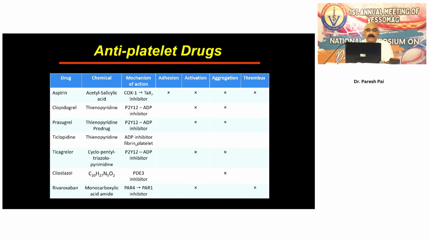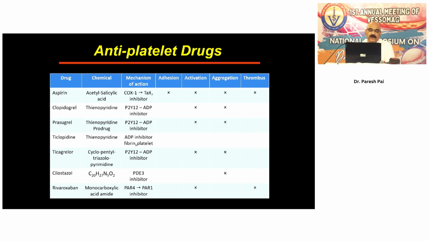So if you look at this, it gives you an idea of comparison of various antiplatelet drugs that are available for us. One is aspirin, acetylsalicylic acid, a COX-1 inhibitor of thromboxane A2. It plays an important role in prevention of adhesion, activation, aggregation, as well as thrombus formation, and blocks the formation of thrombus. Clopidogrel, which is a thienopyridine, is a P2Y12 ADP inhibitor, and it's mainly involved in prevention of activation and aggregation. Prasugrel is a thienopyridine prodrug, and that also acts on activation and aggregation.